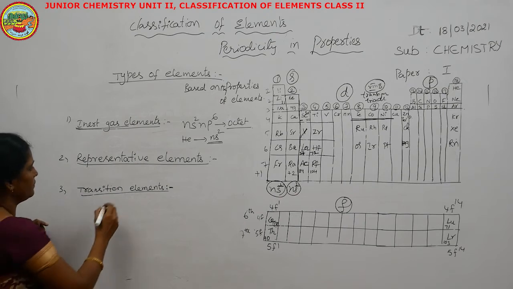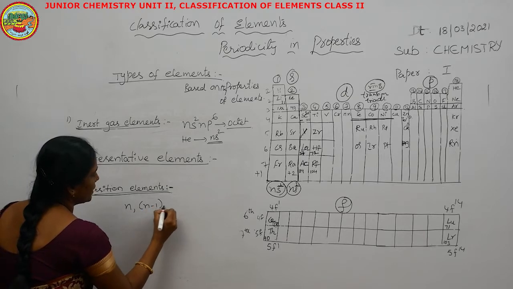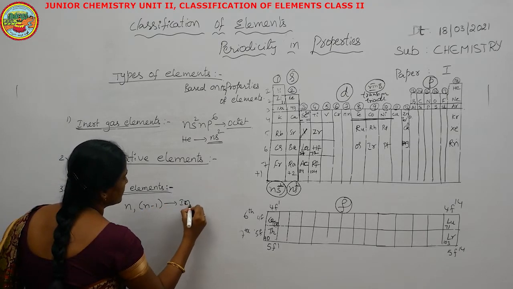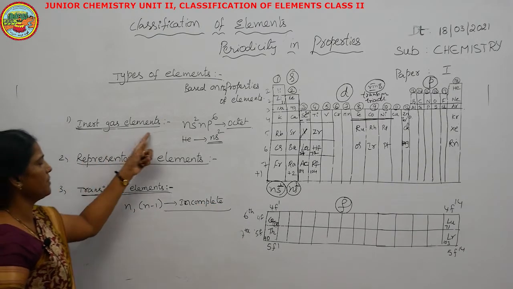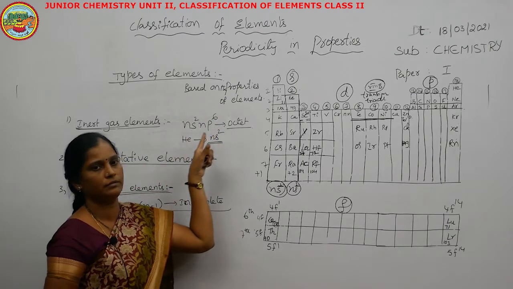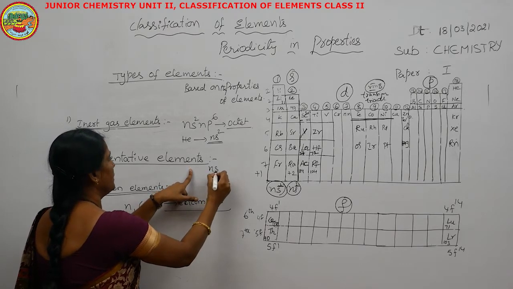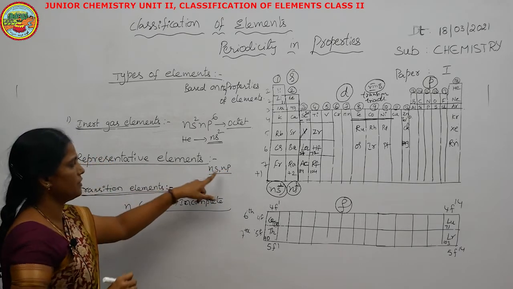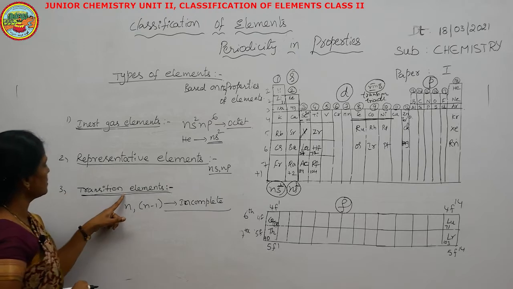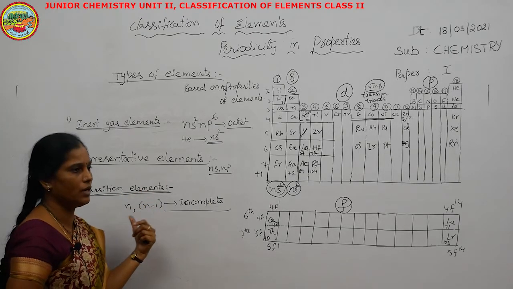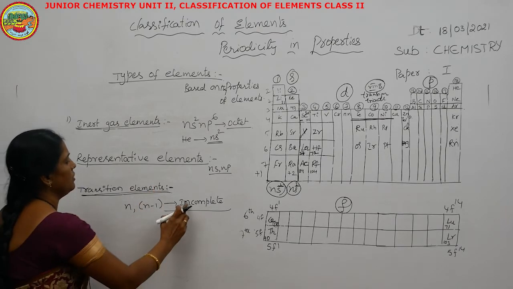See, what is the definition of transition elements? Those in which the outer shell and penultimate shell both are incomplete. See, inert gas elements are all completely filled, octet configuration. Representative elements means outer shell incomplete. So the elements in which the outermost shell is incomplete are called representative elements, and transition elements means the elements in which the outermost and the penultimate shell both are incomplete. Those elements are called transition elements.